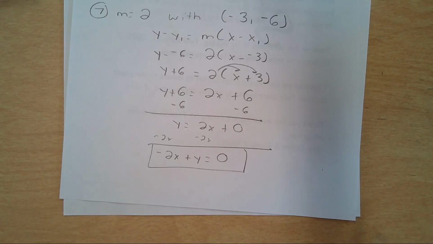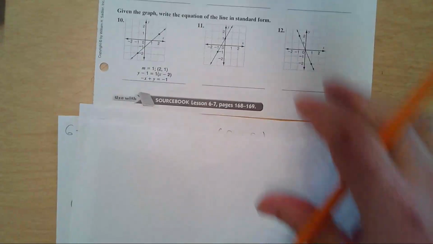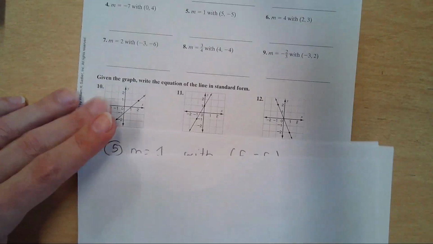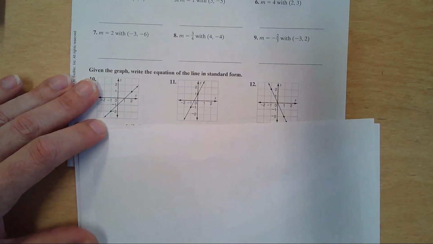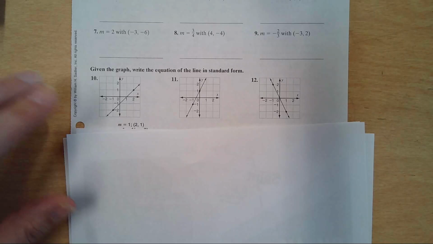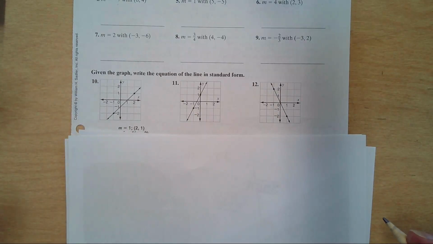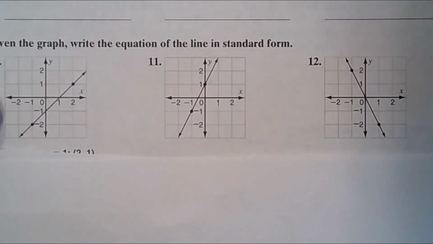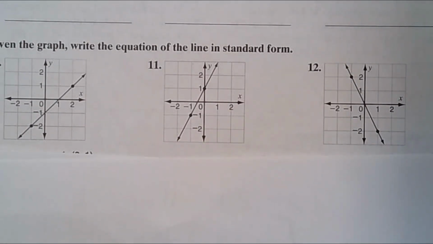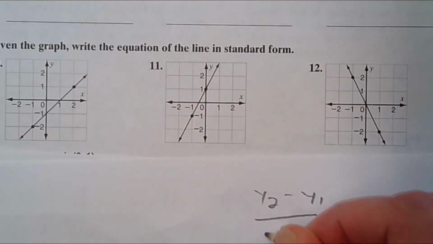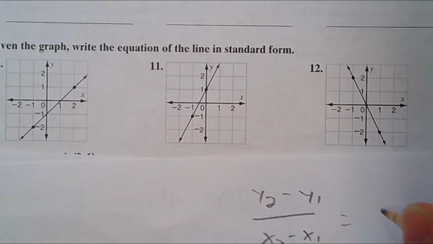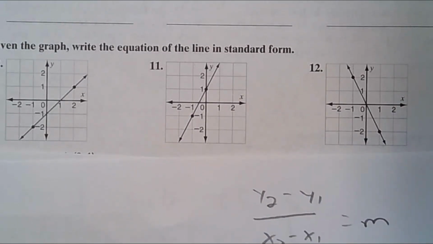Okay? All right, let's look at number 11. So 11 here gives us a graph this time. And what we need to do, again, we're going to use point slope form. They want the answer in standard form one more time. But I need to figure out the slope of the line first. What's the slope of this line? I can approach it a couple ways. I can certainly use y2 minus y1 over x2 minus x1 to figure out what my slope is, if I want.